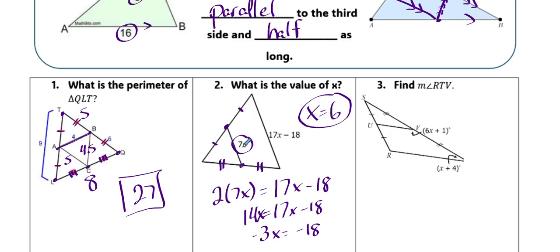I'm going to double check this just to make sure. 7 times 6 is 42. 17 times 6 is 102. Minus 18 is 84, which is good because 84 is double 42. And on the last one, this point down here got cut off. That's supposed to be a T. We're trying to find RTV. We want to find the measure of that angle.